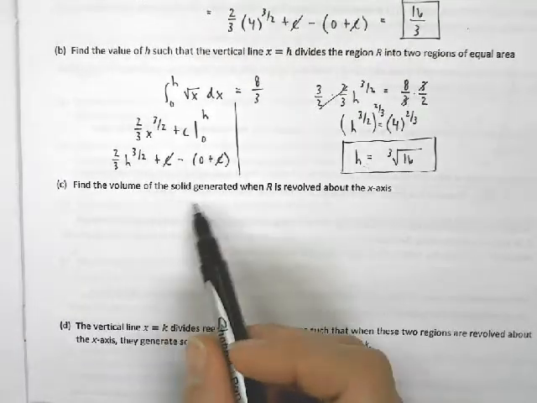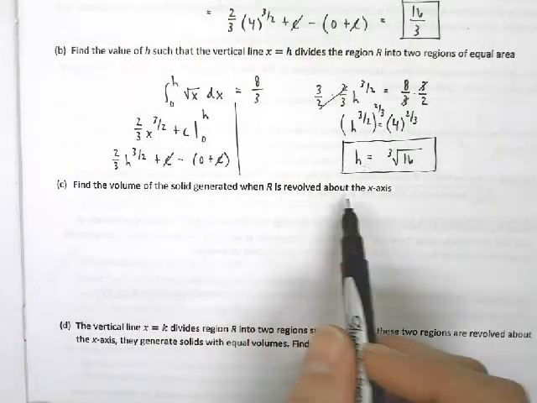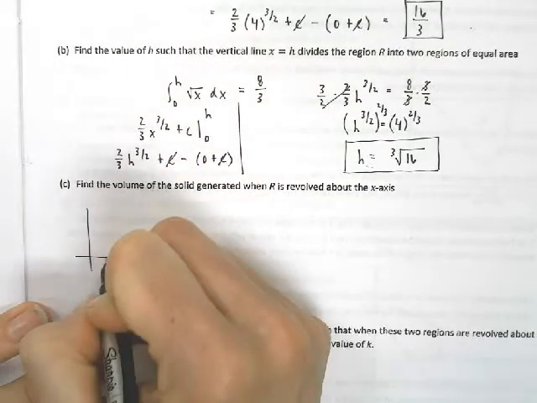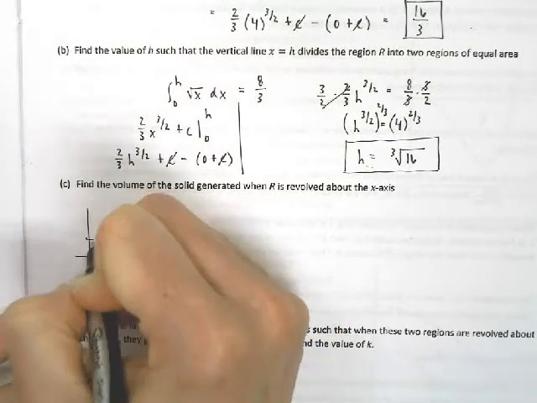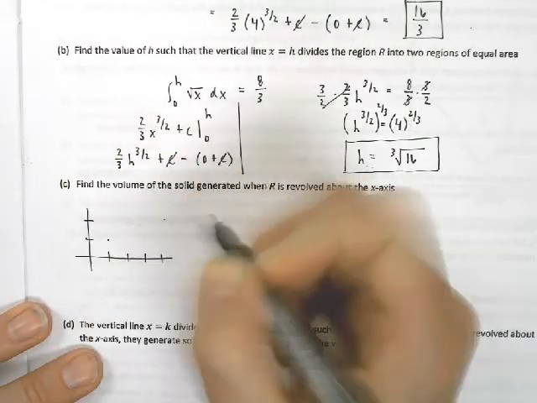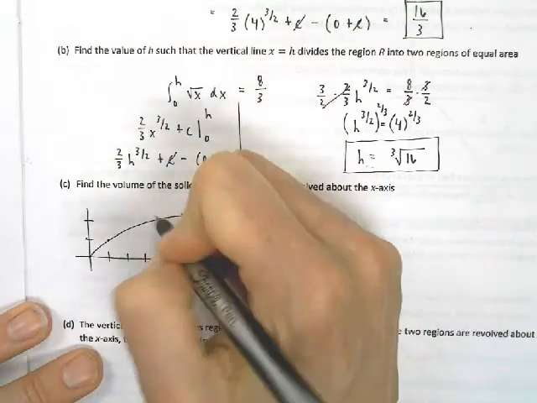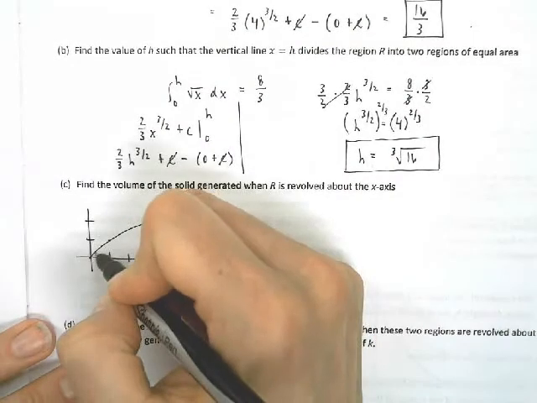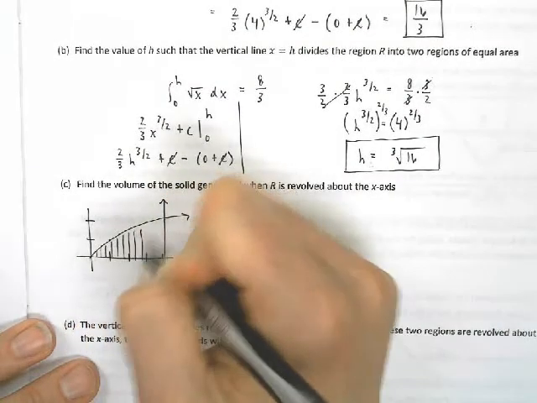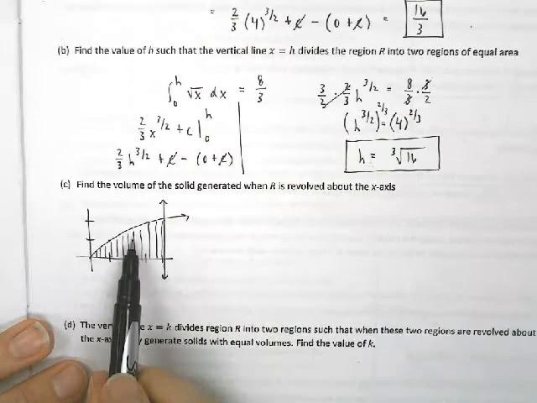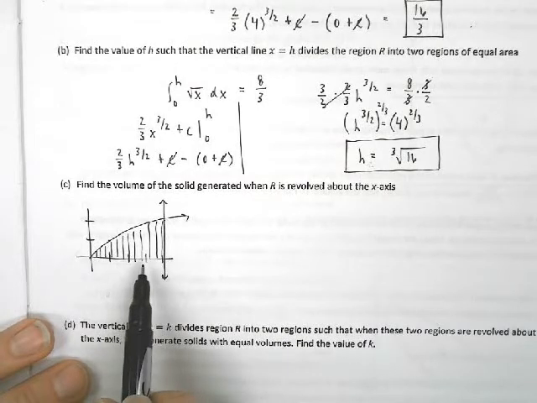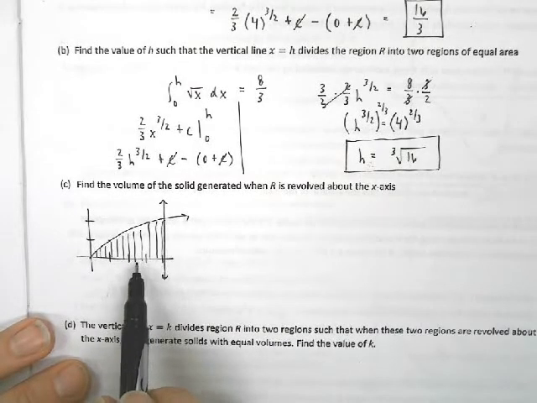All right, next piece is a volume question. So find the volume of the solid generated when R is revolved about the x-axis. Okay, so just so I can take a look at this again, I'm going to draw my curve here. All right, so now this is my region. I'm going about the x-axis. So what I notice is since there's no gap between my region and the x-axis, I don't have to worry about that hole in the middle. I just have to worry about one radius.